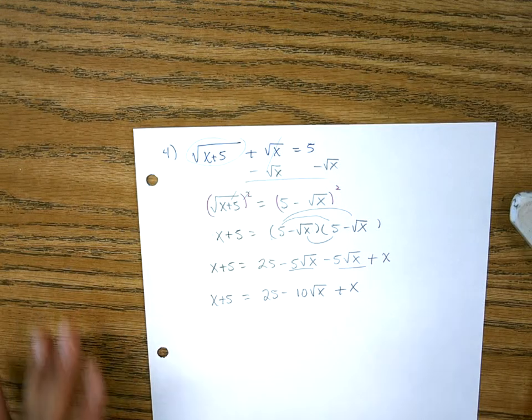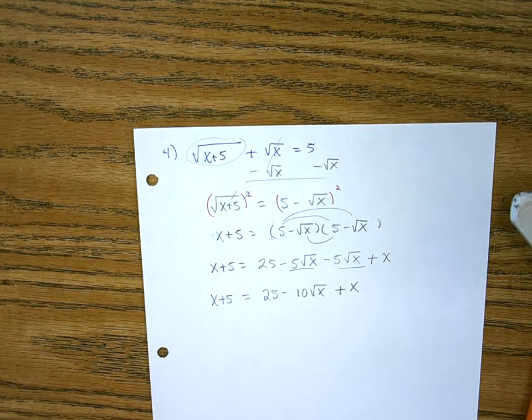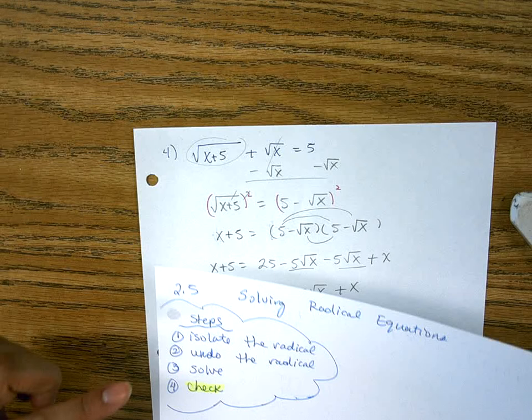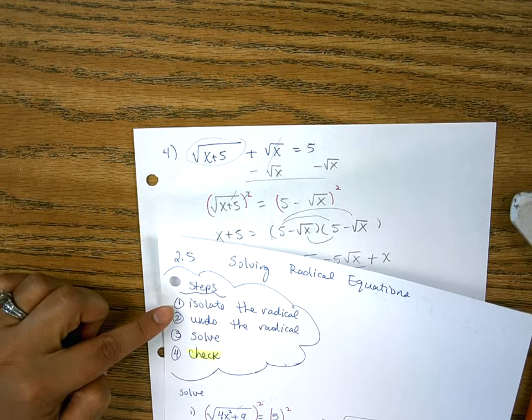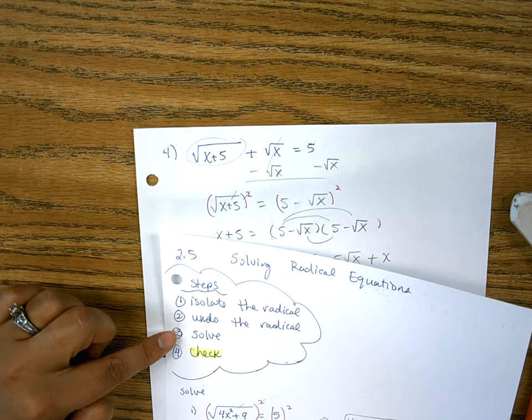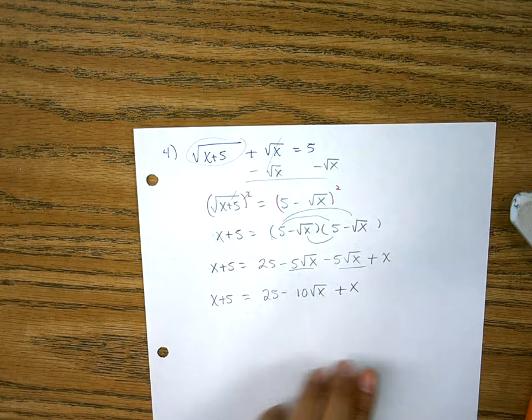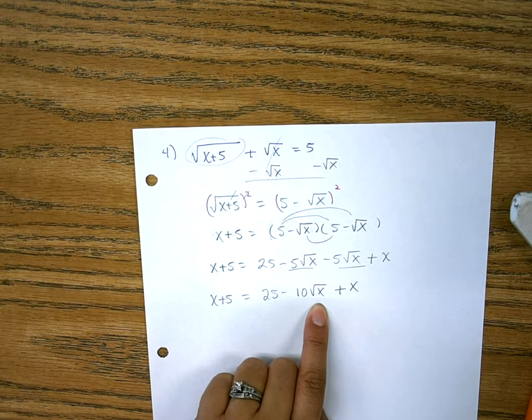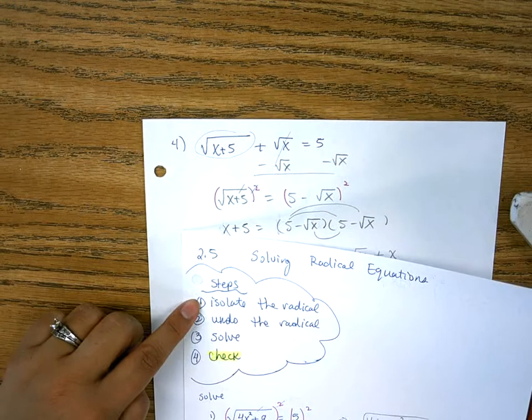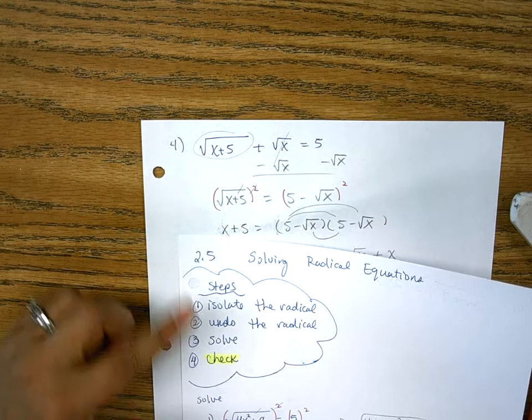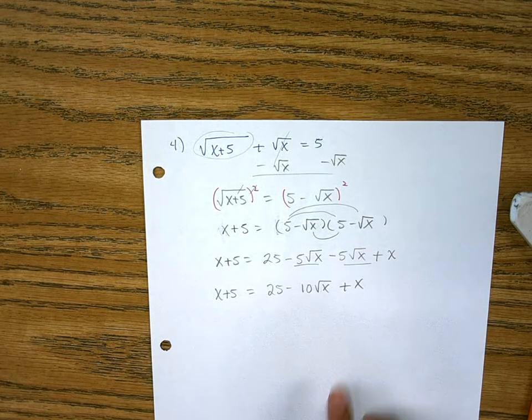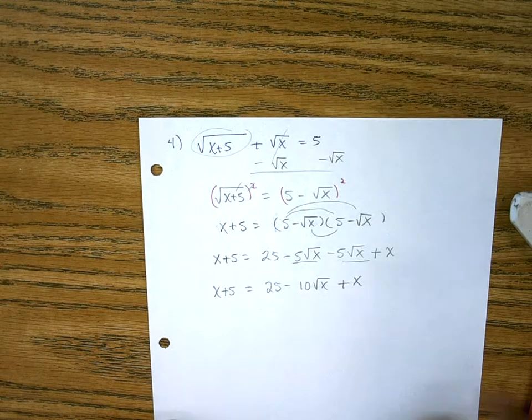Now we're going to go back to our steps that we had earlier. We just finished the undo the radical, and now we're going to try to solve. But do you see that there's still a radical in there? Since there is still a radical, we have to go back to step 1. So this process is happening more than once. We have to isolate that radical again.